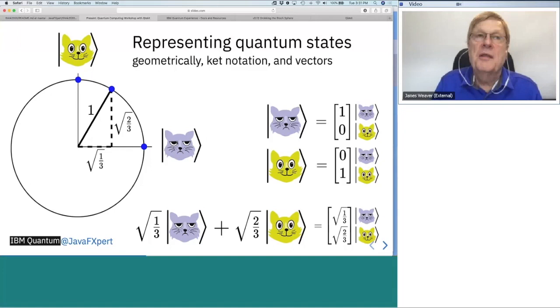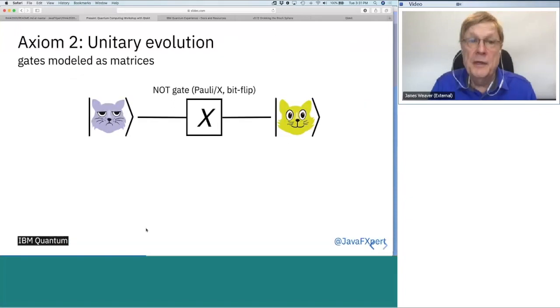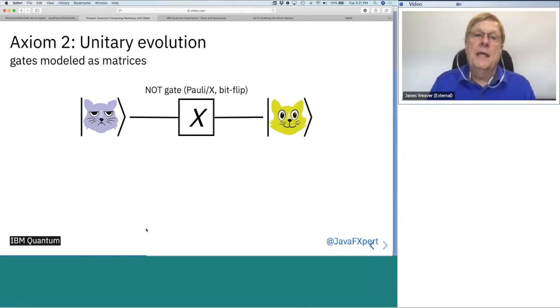Well, you've done quite well. You've gone through the first axiom of quantum mechanics. The second one is called unitary evolution. And that's where my cat can evolve from, let's say, a grumpy state into a happy state. And so we'll go ahead and apply a NOT gate or an X gate to my grumpy cat and make him happy.